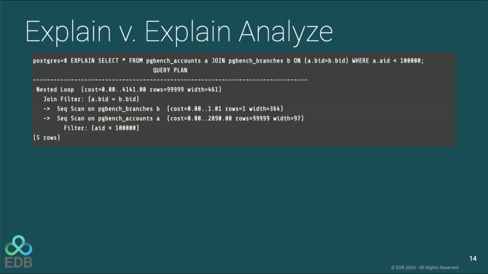Let me give you a quick example of a regular explain and explain analyze. So I set up pgbench, which is a very simple built-in benchmarking tool. And here I'm running explain select star from pgbench_accounts, join with pgbench_branches on the branch ID, where the AID is less than 100,000. Now you can see here, it's going to return 99,999 rows, and then it does 2 sequential scans.